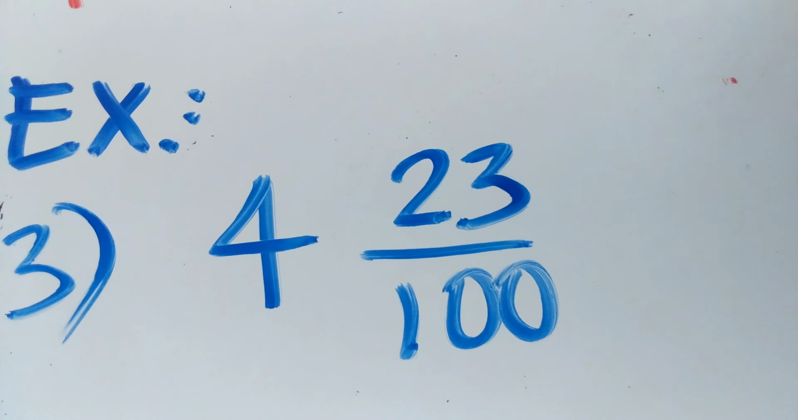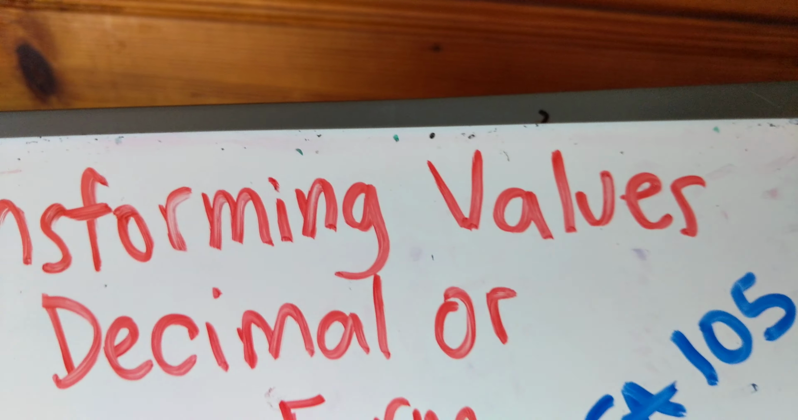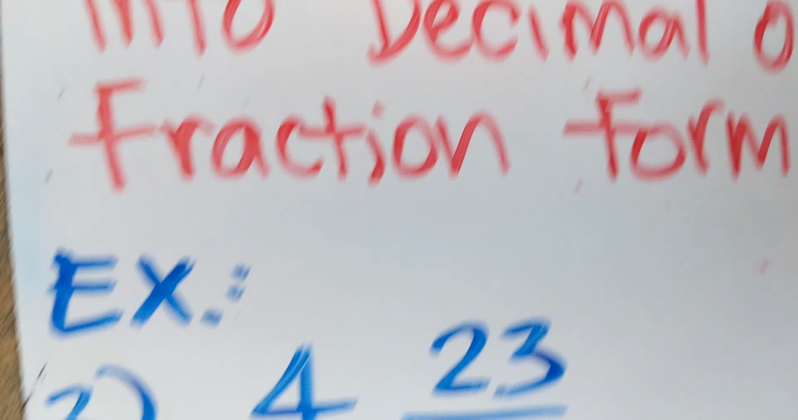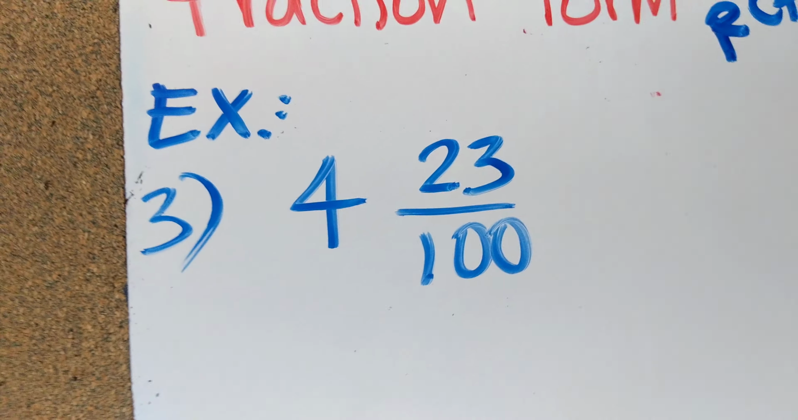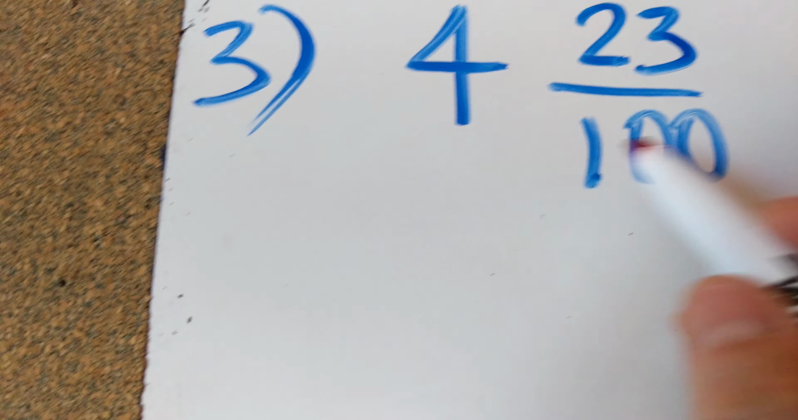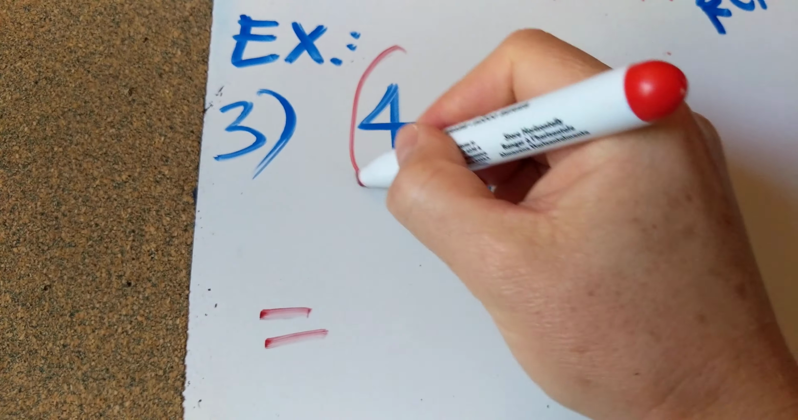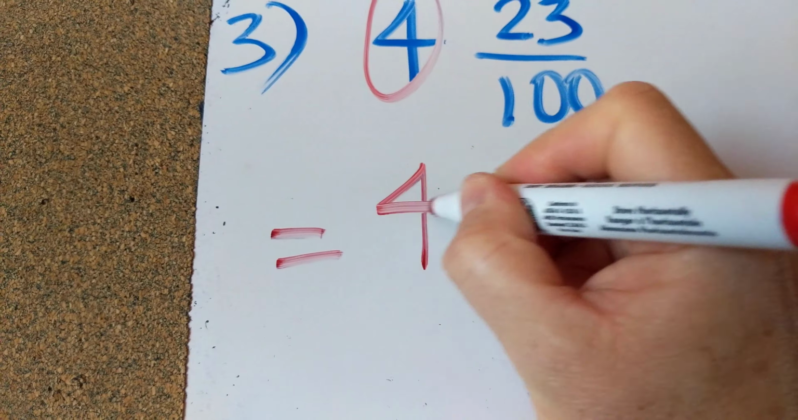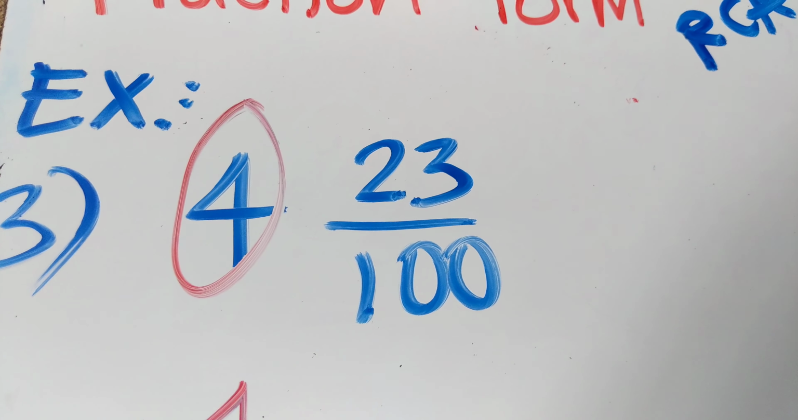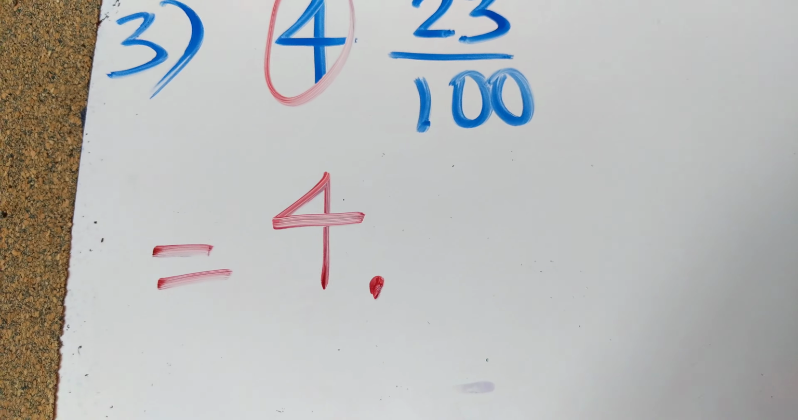So here we have another example, 4 and 23 hundredths. Transforming this value into a decimal. Okay, so how do we transform this into a decimal? It is very simple. We know we have 4 wholes. So we have to write 4 point, and then it's 23 over 100, 23 hundredths.